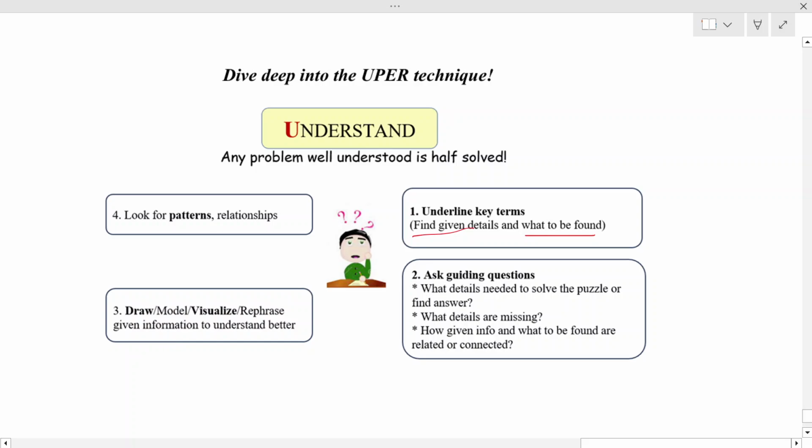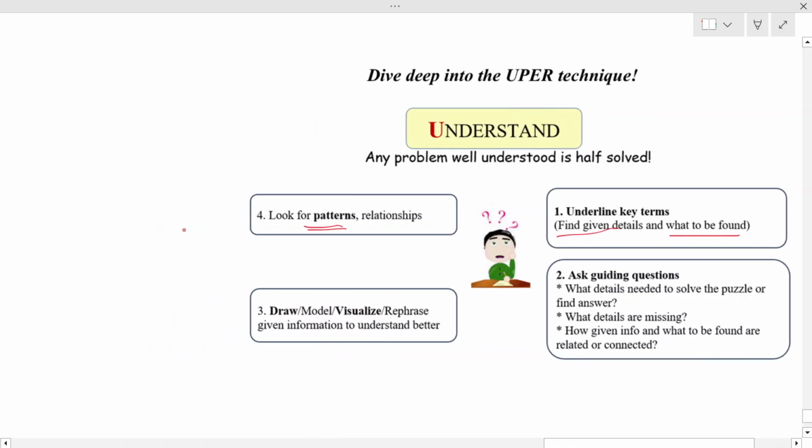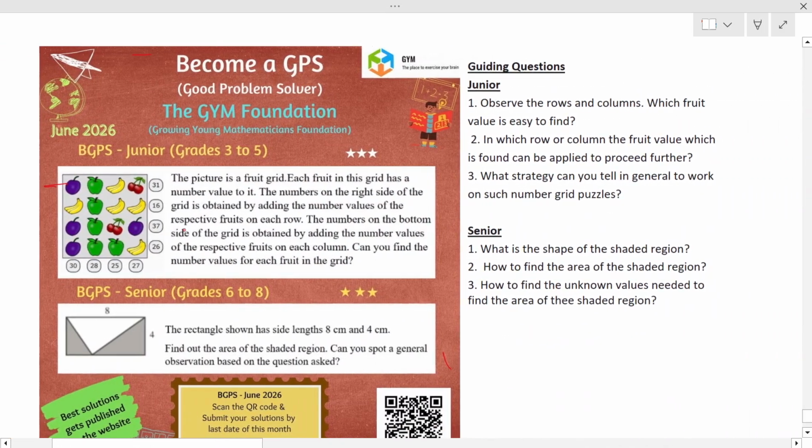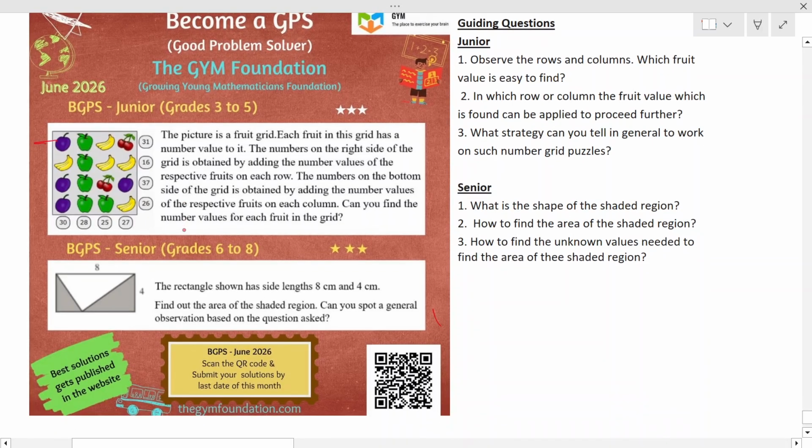By making these visual drawings, it will help them comprehend the problem better and work on it. It will also help them identify some patterns and relationships in the given information and apply them to solve the problem. Now let's see what the question is about for the senior problem.